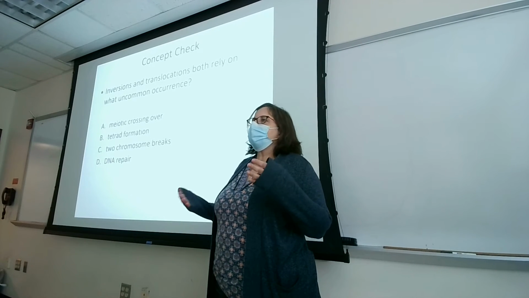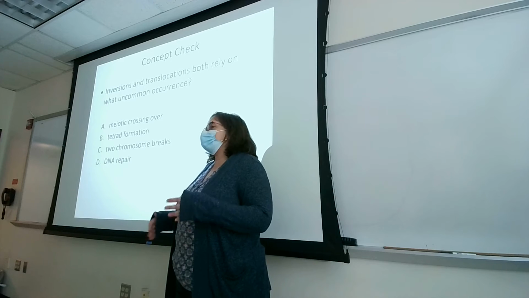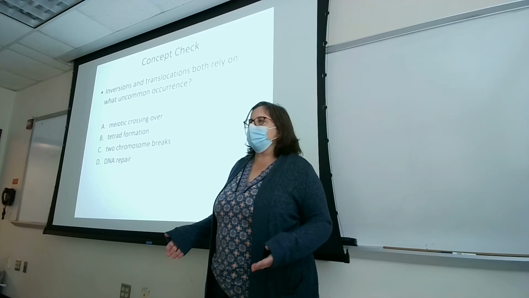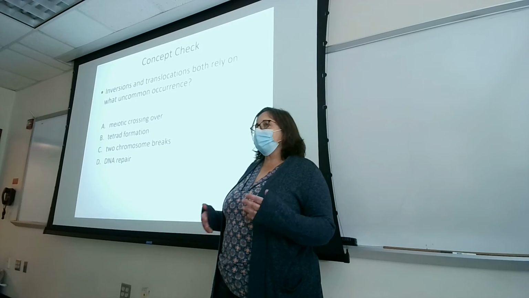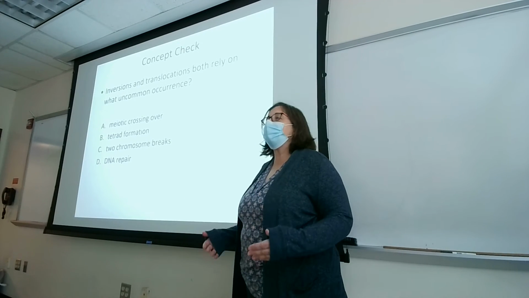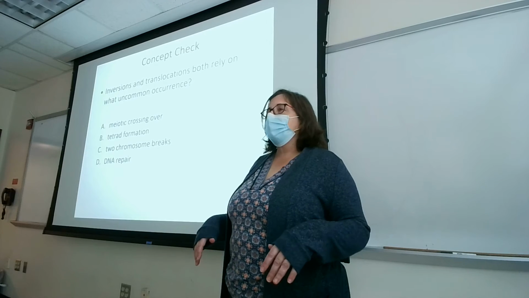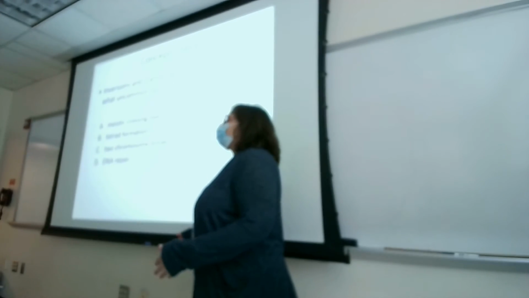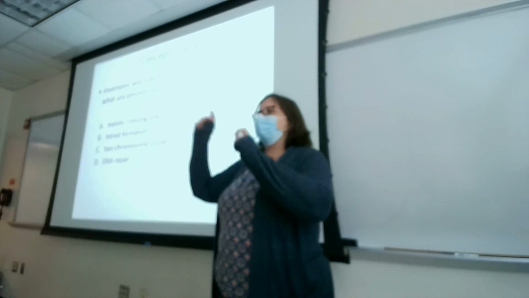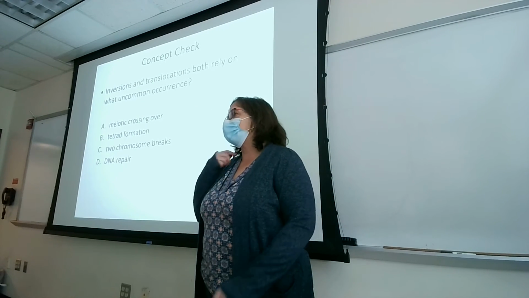And so if you get two on the same chromosome, oftentimes your cell is not able to deal with both of them. It can deal with one, but not the other. And so two chromosome breaks are usually what leads to these inversions. It leads to those interstitial deletions. It leads to our translocations because you have to have breakages on two different chromosomes at the same time.